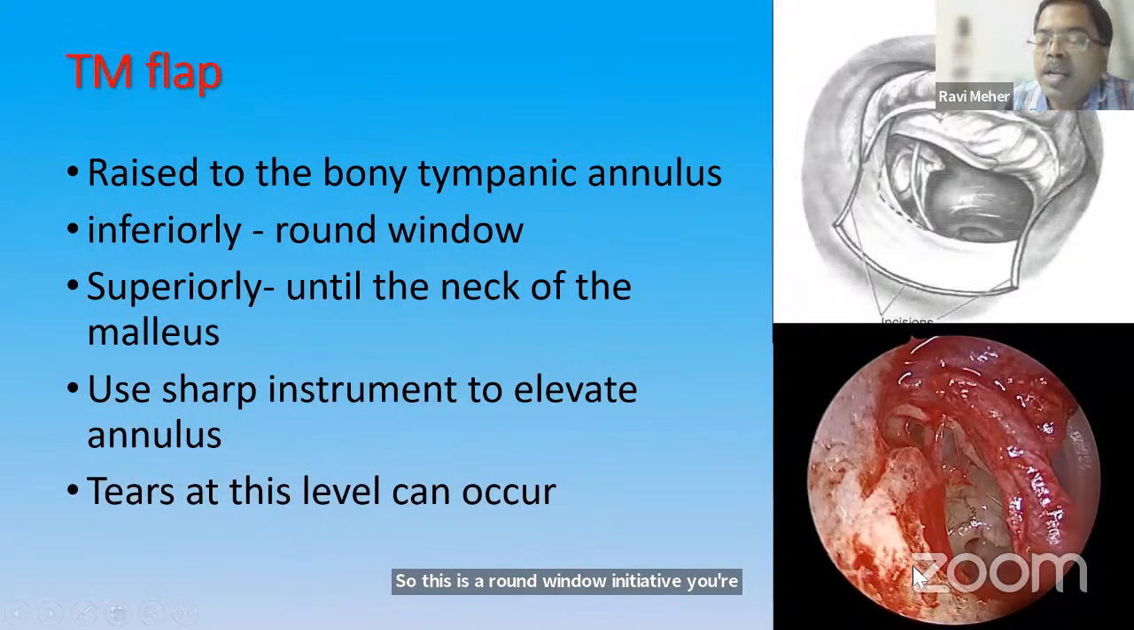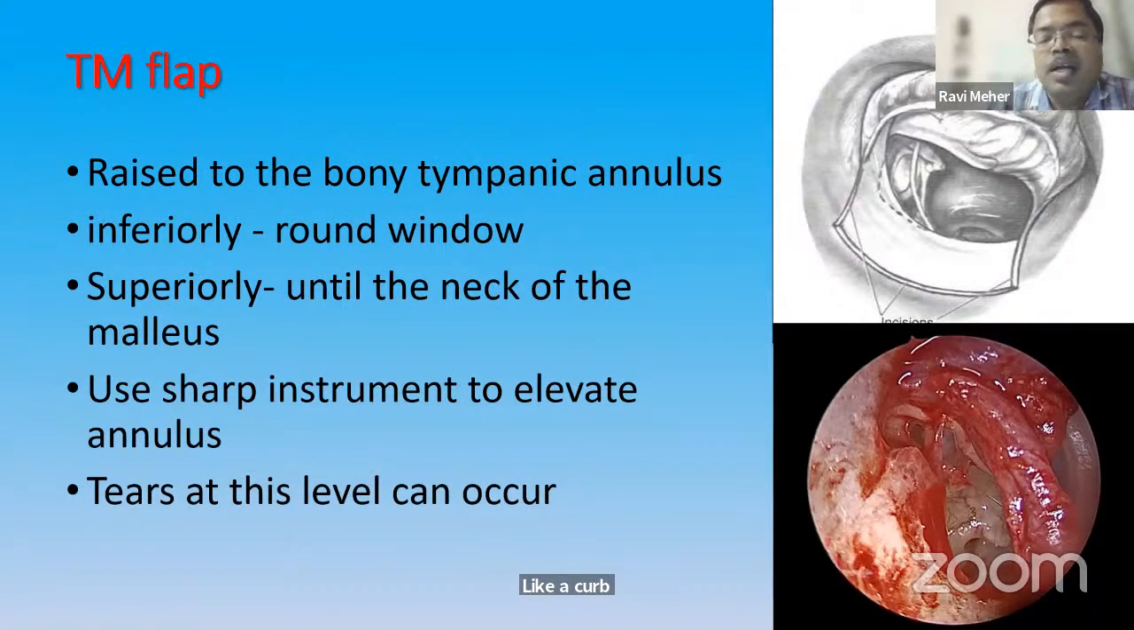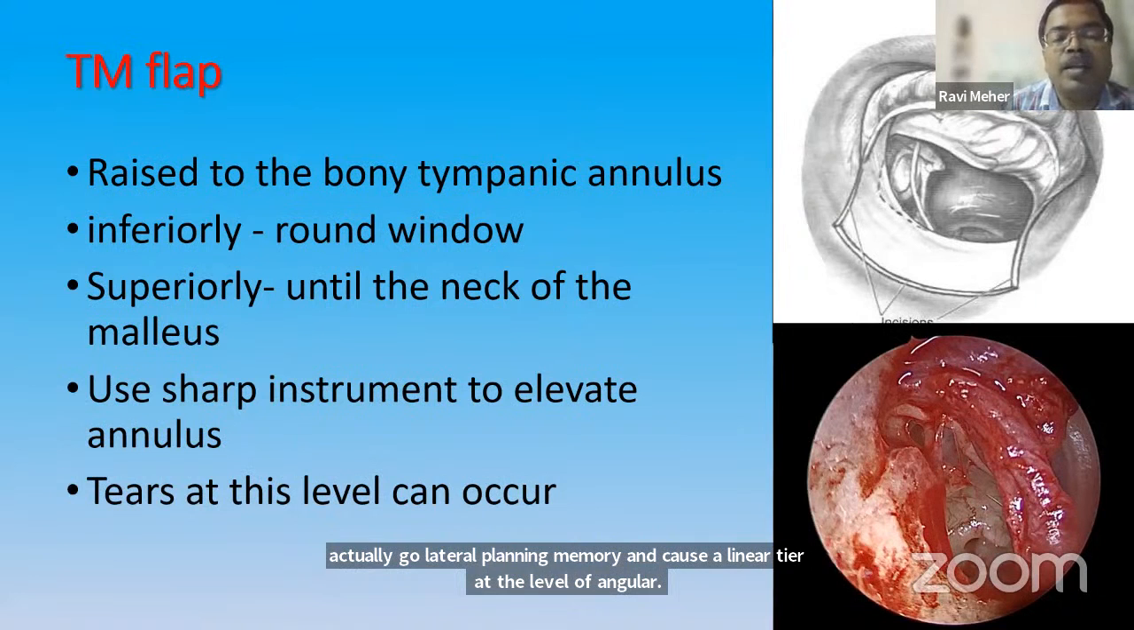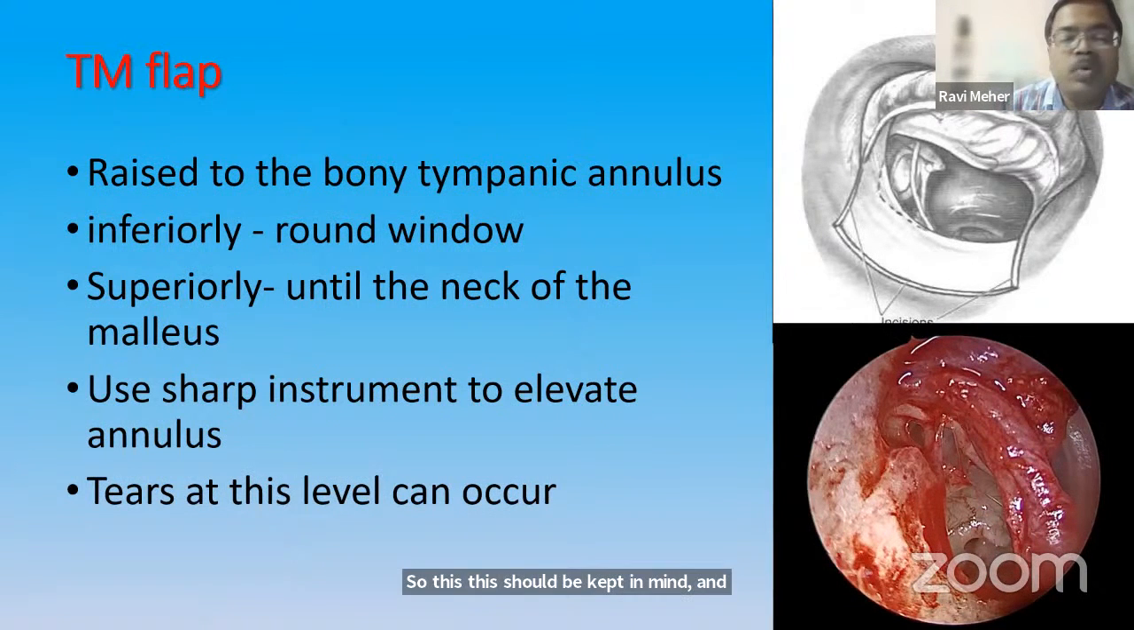And when you are entering into the middle ear, you should use a sharp instrument like a curved needle or a bistoury, so that you can cut the middle ear mucosa with that, and you don't enter lateral to the tympanic membrane, because you can go lateral to the tympanic membrane and cause a linear tear at the level of the annulus. So this should be kept in mind, and you should use a sharp instrument to elevate.